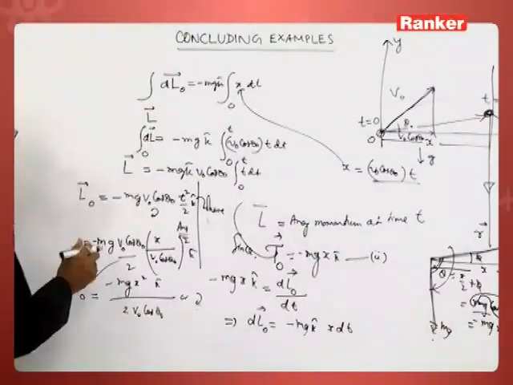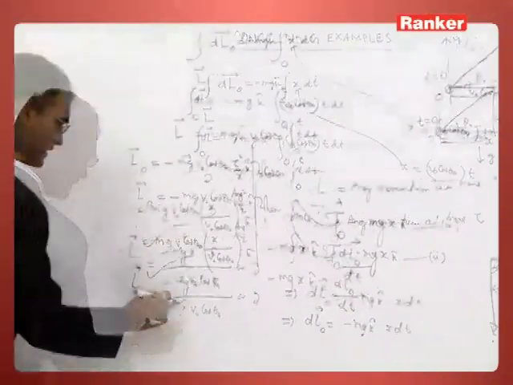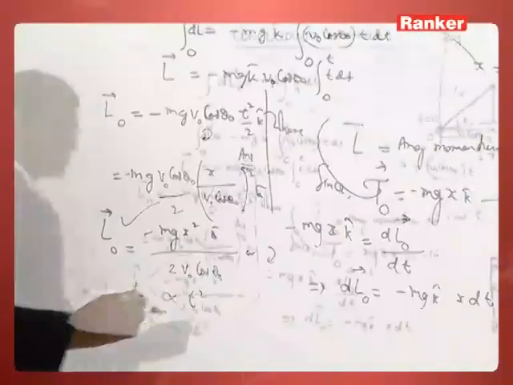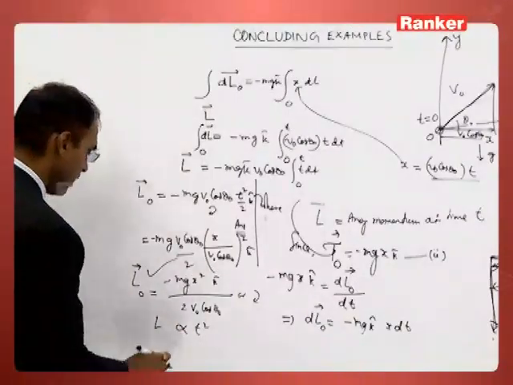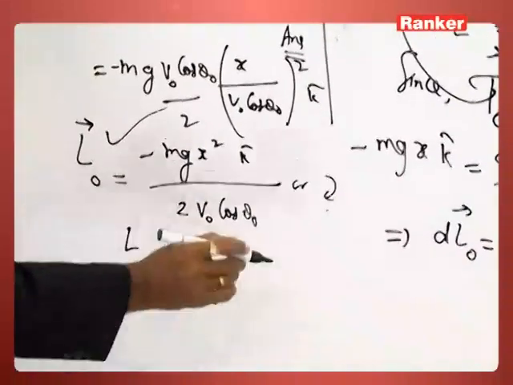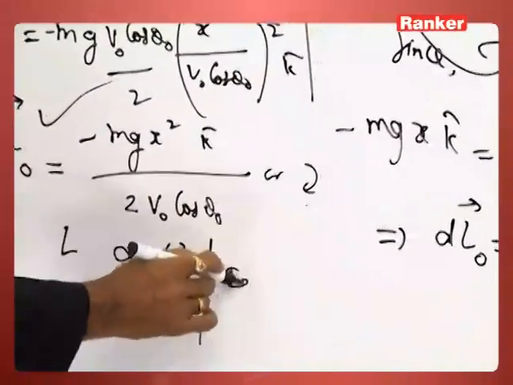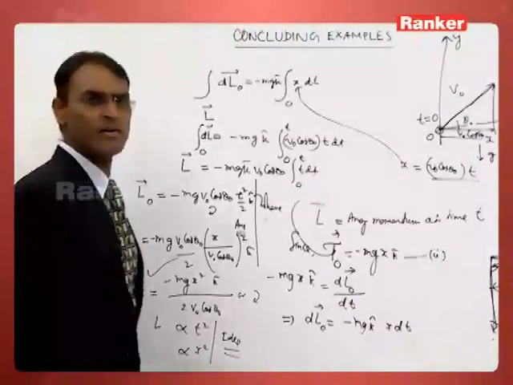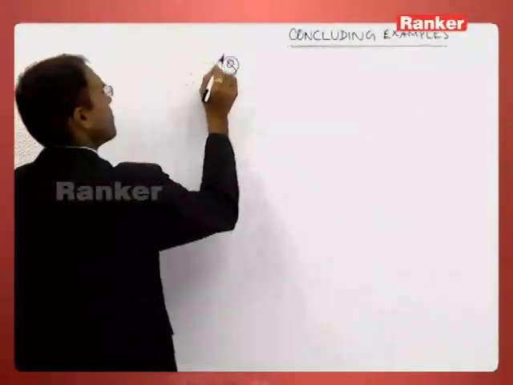In this way you can understand that angular momentum is directly proportional to the square of the time, also directly proportional to the square of the x distance. That is the idea. Let us take another example.